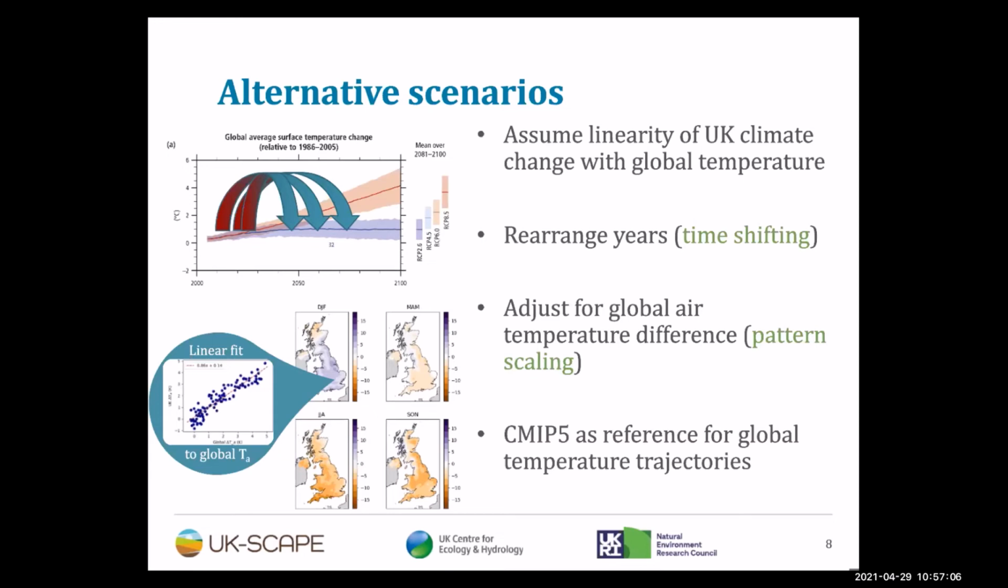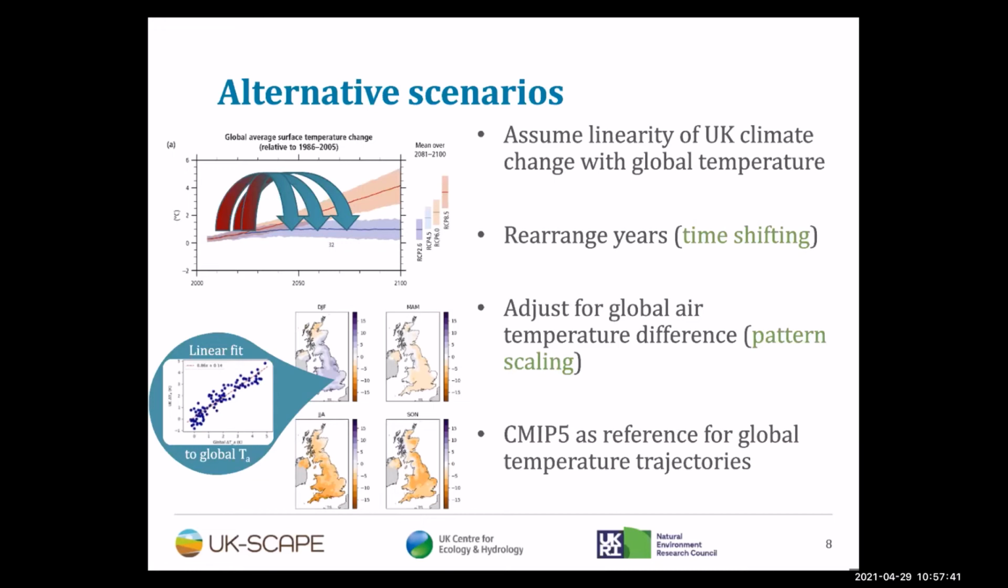And there are two methods for doing this. You can use time shifting, which really just means to find years in your RCP 8.5 that have the same amount of global warming as your target RCP, and then just pick those, substitute them in the right place and create a time series that way. Or there's pattern scaling, which means that for each variable you work out how much it would change for a given amount of global warming, and then you take your RCP 8.5 year and you scale it to the global air temperature that you want.